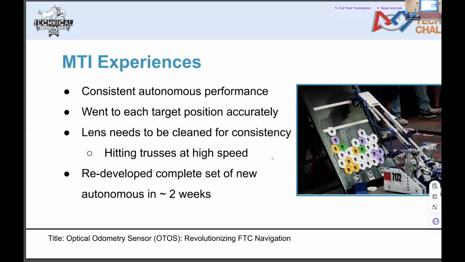We completely overhauled the navigational system as well. So even with that extra, we had 2 weeks before we had MTI. That's when we discovered the sensor and we wanted to revamp our entire navigation system. And we made it work. And I don't know if you've seen our autonomous runs at MTI, but they were pretty consistent. And I think that's hugely in part due to this sensor.